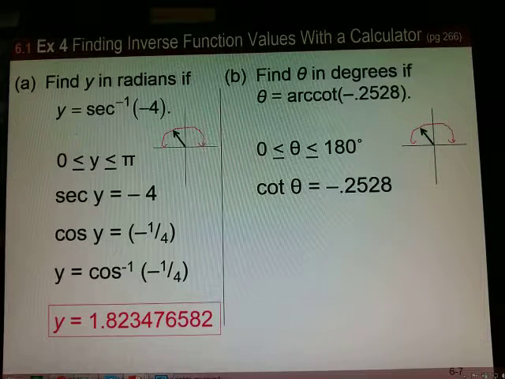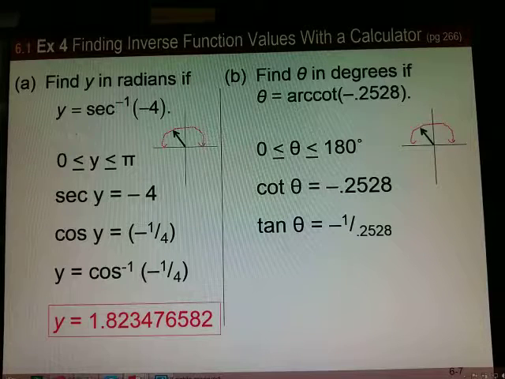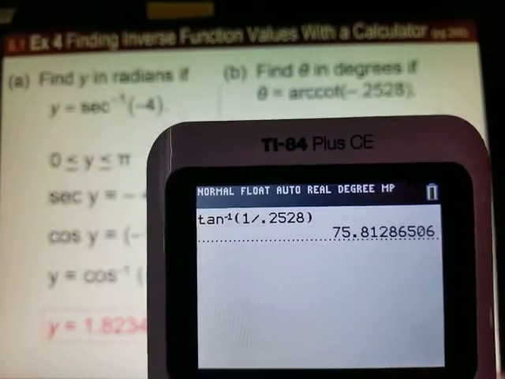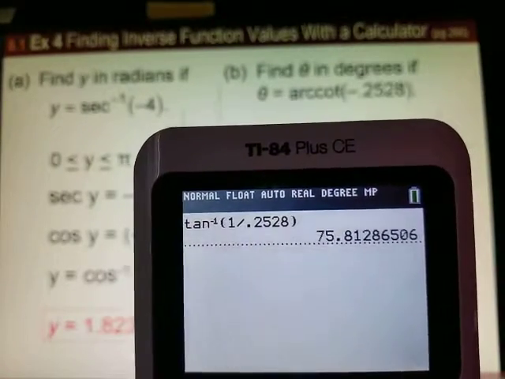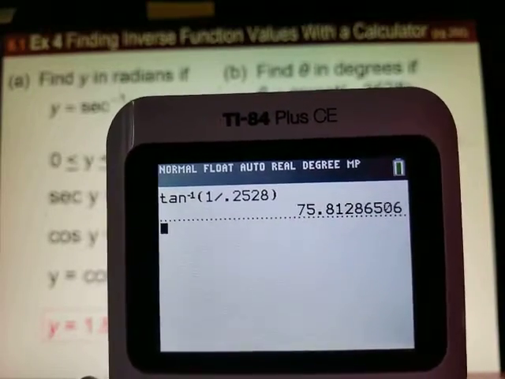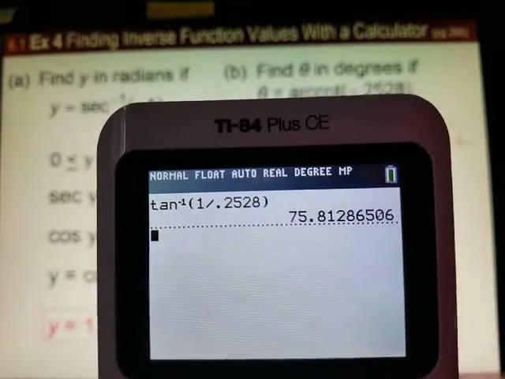Cotangent is the reciprocal of tangent, so the tangent of theta equals -1/0.2528. Again, to get the reference angle, you ignore that negative sign, and you would just type in the inverse tangent of 1 divided by 0.2528. So this is what I want in my calculator: the inverse tangent, by pushing second tangent, of 1 divided by 0.2528. So my reference angle is 75.81 degrees.